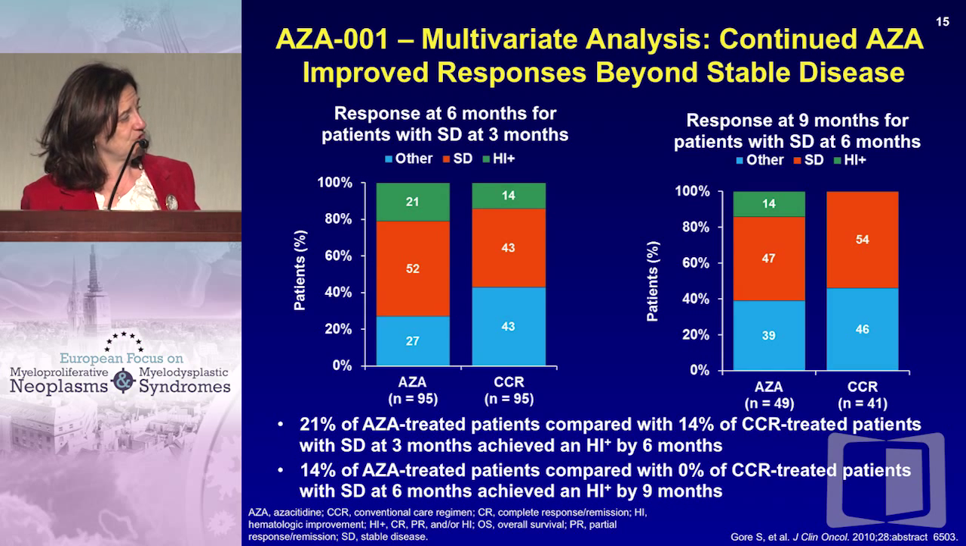So we checked and we picked up all the data from 001, and we saw that the patients who were stable at 3 months, at 6 months, so if we prolong by 3 months still therapy, had a 20% improvement in their response. So they achieved a hematological improvement, whereas with other therapy, you still can, but for a lower percentage of cases.